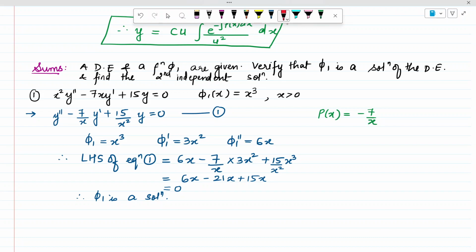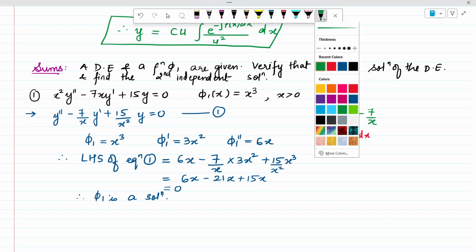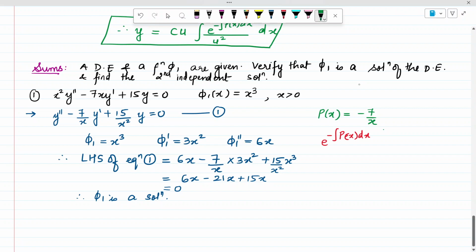Your formula has e raised to negative integral of p of x dx. So let's substitute the value there. I would now get e raised to positive, since negative and negative combine, 7 by x dx. So this is nothing but e raised to 7 log x. Now 7 log x is nothing but log x raised to 7. E and log will get cancelled. You will be left with x raised to 7. This is the value of the integral.